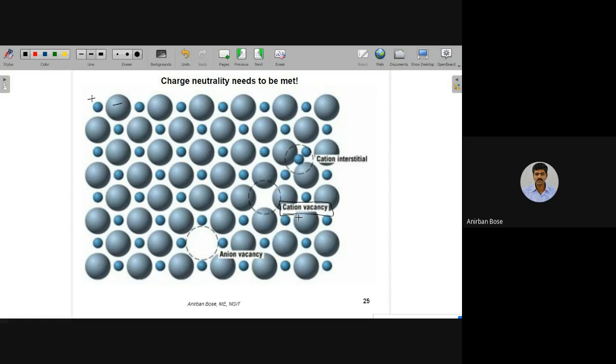Now can you tell me how it is possible that one of the cations will be missing but still the whole structure will be electrically neutral? How is this possible? Suppose only cation vacancy is there, so from its regular site one cation is missing, but still the whole structure will be electrically neutral. How is this possible?